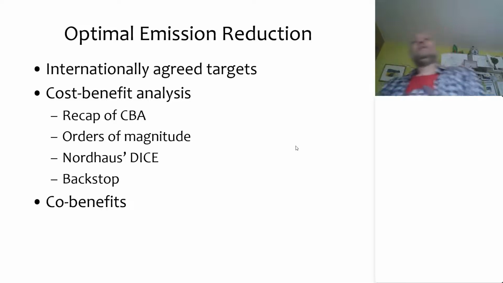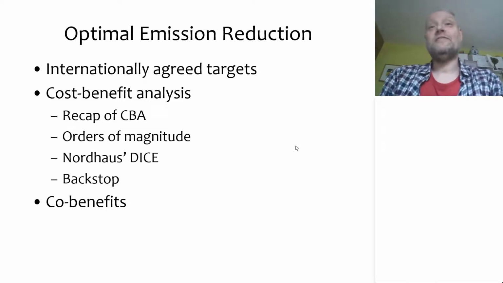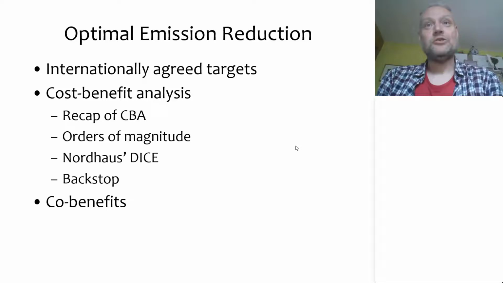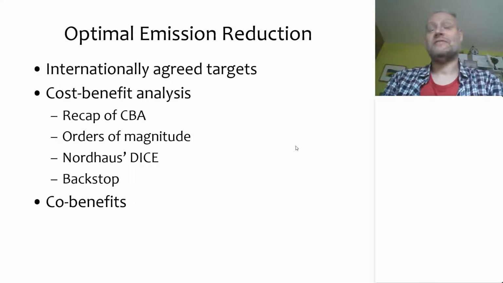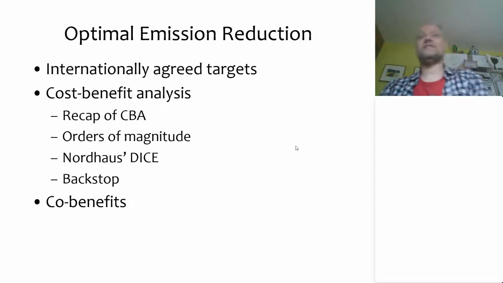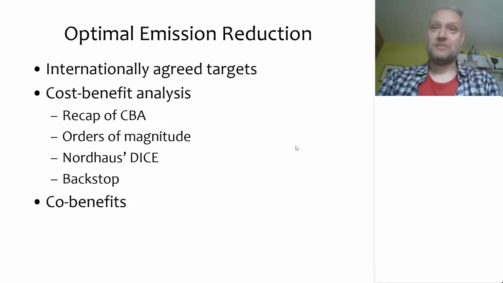So I talked about how emission targets are set in international law, and I talked about the physical aspects of that. Now I'm going to talk about how an economist would look at this using cost-benefit analysis. I'm going to start with a recap of cost-benefit analysis. We talked about it last term.